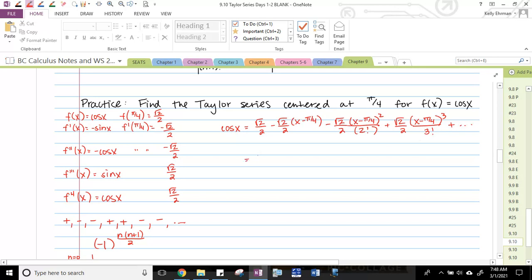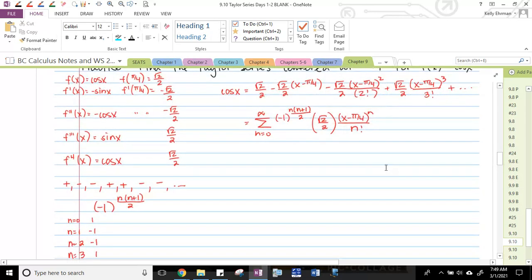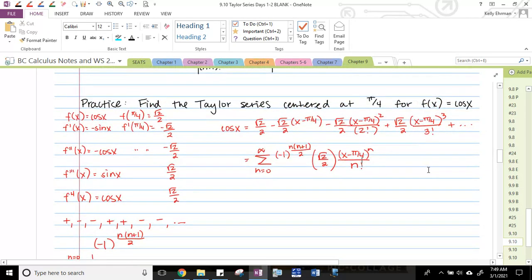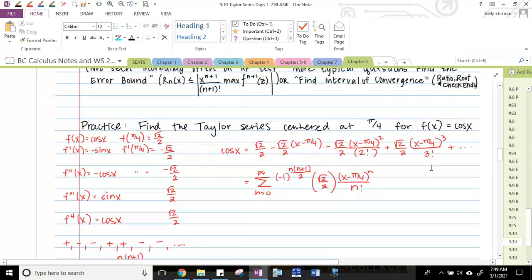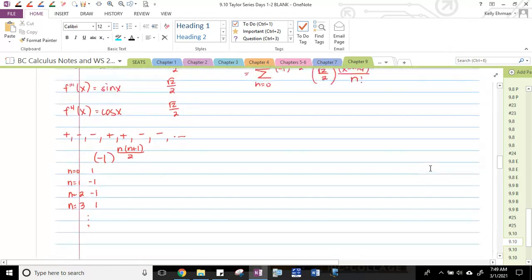So what's the power series in general? We figured out the alternating piece, or I told you, I guess. It's negative 1 to the n times n plus 1 over 2. There is a radical 2 over 2 in every single term. There's an x minus pi over 4 to the n in every term over an n factorial. Okay, not pretty. I could clean it up a little bit better, but for now I'm just going to leave it like that. And yeah, so I think that's as far as we're going to go with that.